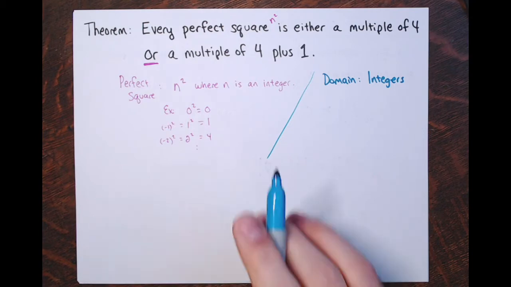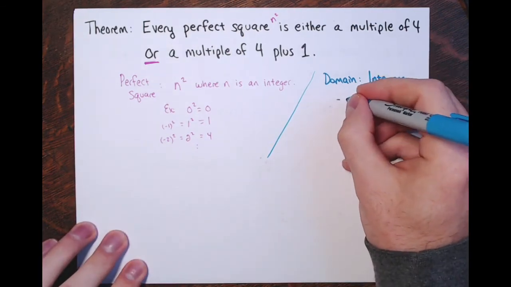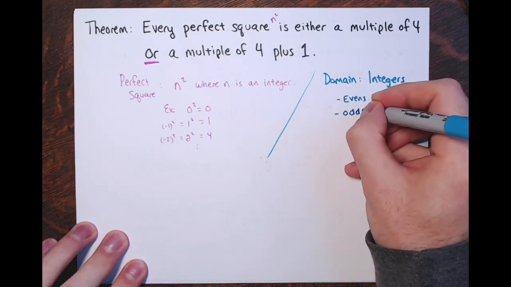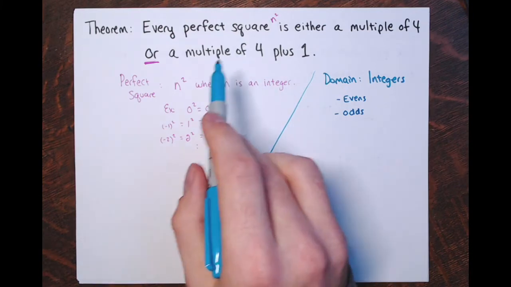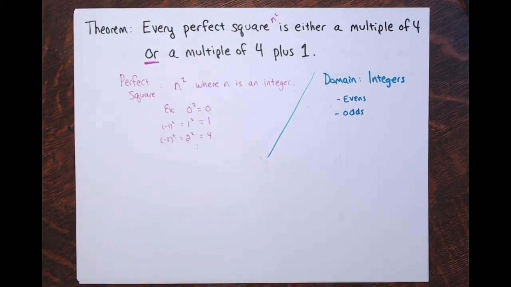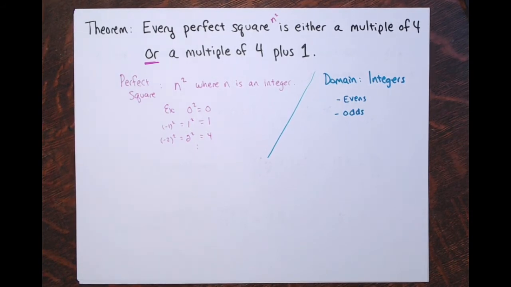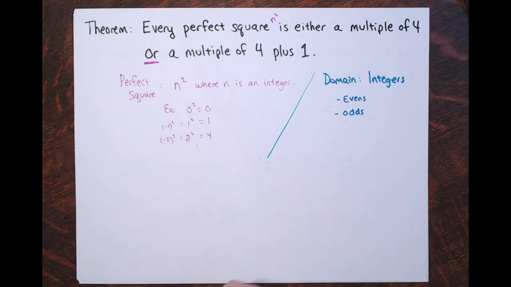I think it'll be pretty easy to do here. This is just an introductory example. Let's break this up into evens and odds again. We'll see how when I take an even integer and square it, it'll be either a multiple of 4 or a multiple of 4 plus 1. And when I take an odd number and square it, it'll be either a multiple of 4 or a multiple of 4 plus 1.